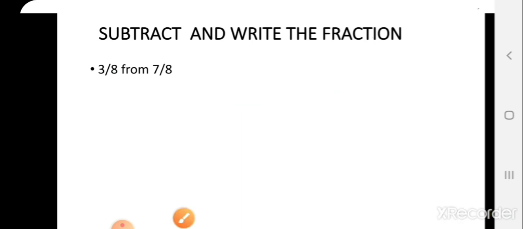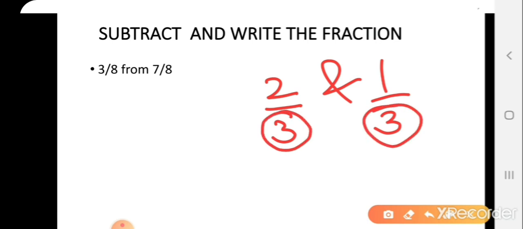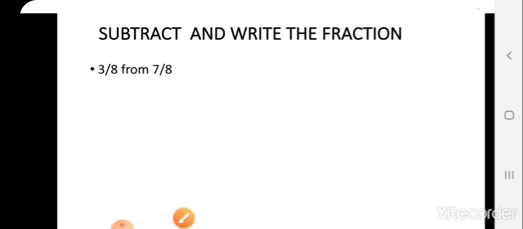Now what are like fractions, children? Like fractions are the fractions with same denominator. For example, 2 by 3 and 1 by 3 are like fractions because their denominators are same. Now let us see how to subtract and write the fraction.